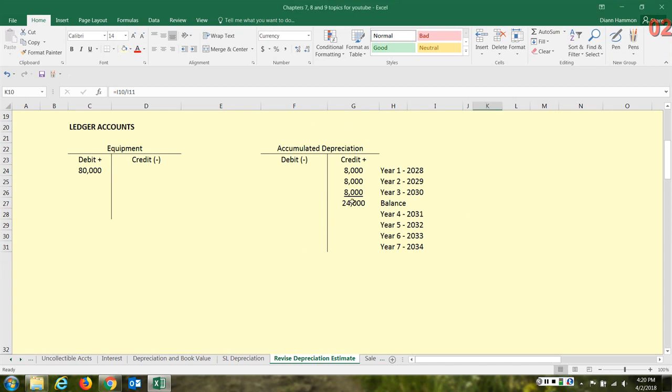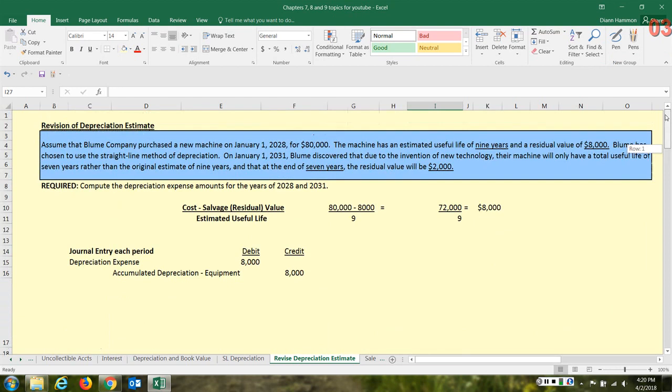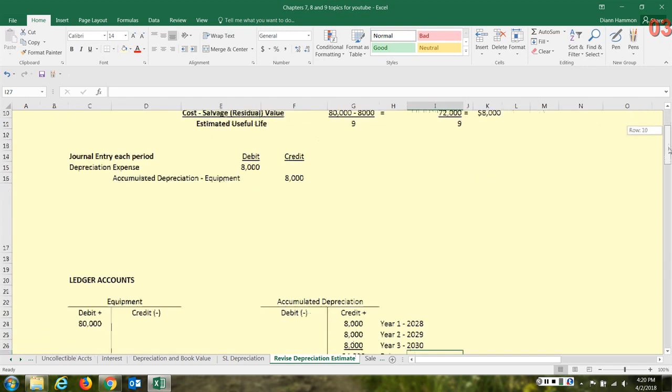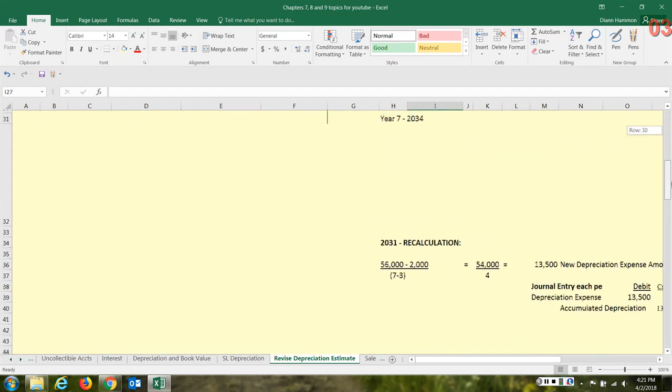So if you see on the screen now that $8,000 added together, we would have an accumulated depreciation of $24,000 at that point. And so we need that number now for 2031 because we need to recalculate based on new estimates. So now we were told that instead of 9 years, the total time is 7 years, and residual value is not going to be 8,000, but it's going to be 2,000. So let's look at that recalculation now.